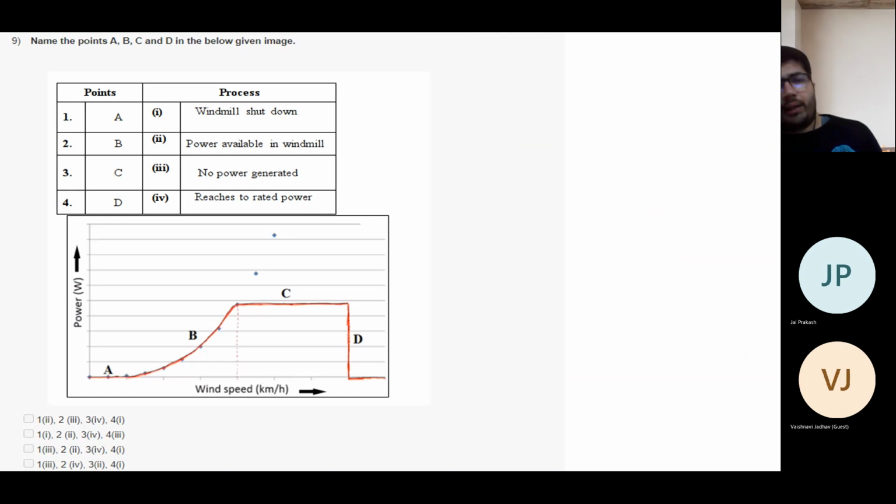Now this is question number 9. Name the points A, B, C, and D in the below given ranges. We have discussed this diagram based on the points and process. Take 5 minutes to process this diagram and try to answer.